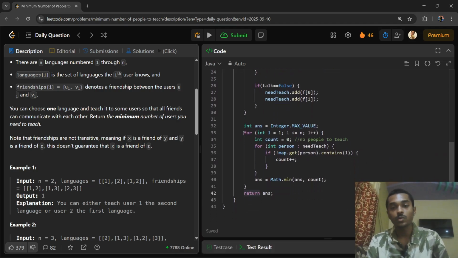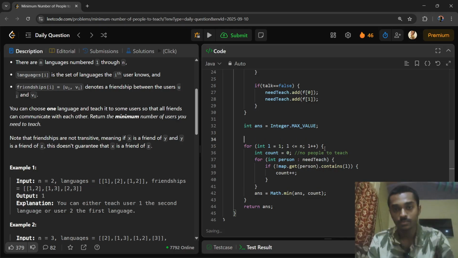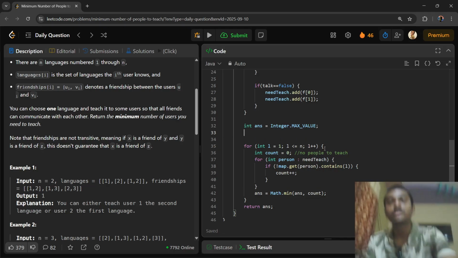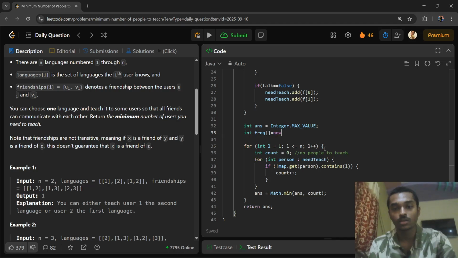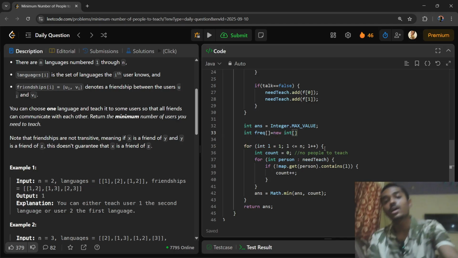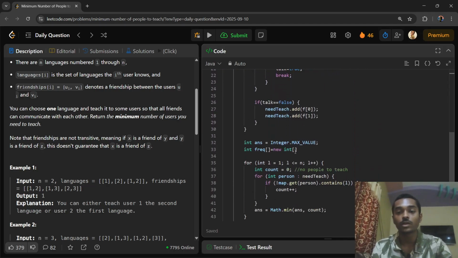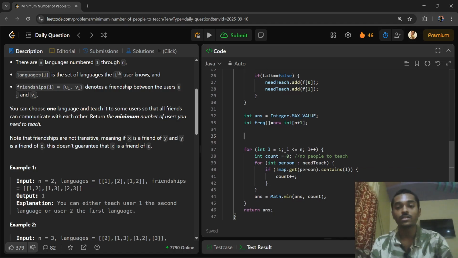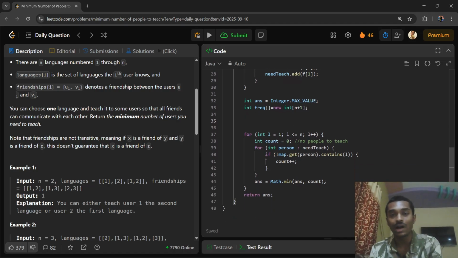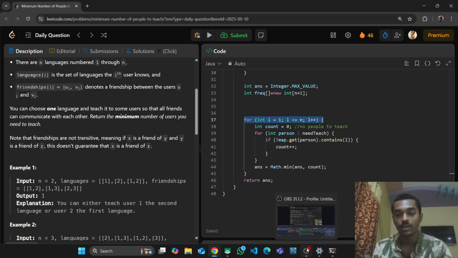So after that we need to count. For storing the count, we can create a hash set, but instead of a hash set we can create a frequency array, the frequency of users. The languages are n, so sorry, these are the count of languages. So we can create a language array of n plus 1, because we have to follow one-based indexing. Then very simple, after that we have to count simply.